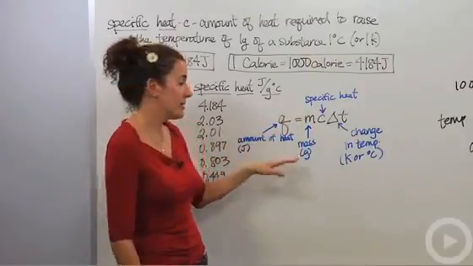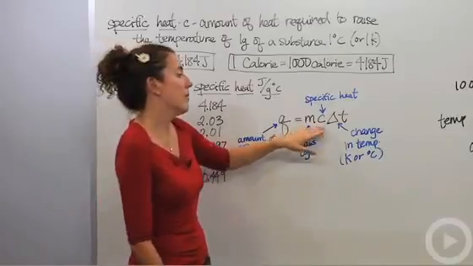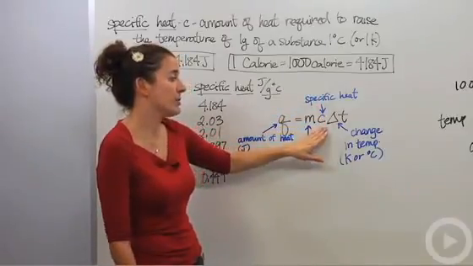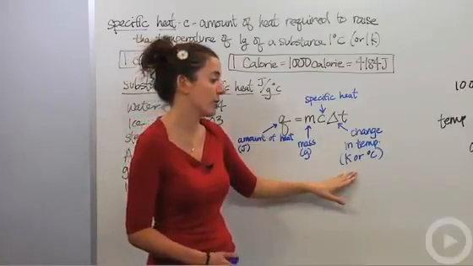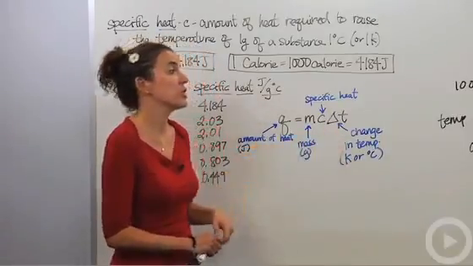M is our symbol for mass. It's usually measured in grams. C is our specific heat of that particular substance, and delta T is the change in temperature. Again, it can be in either Kelvin or degree Celsius. It doesn't make a difference because it's the change in temperature.